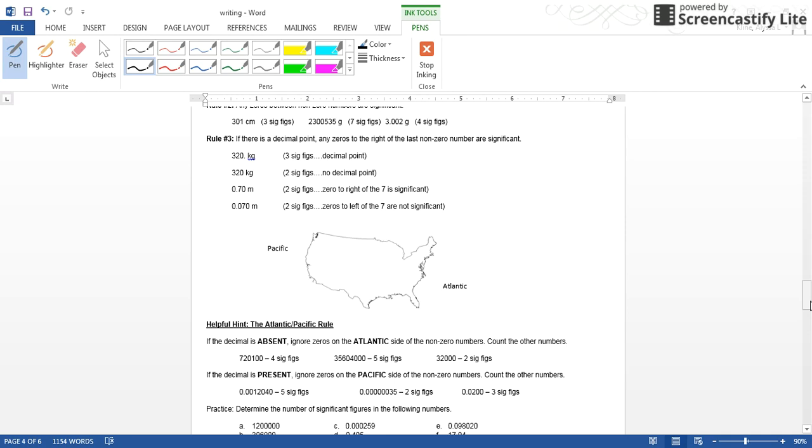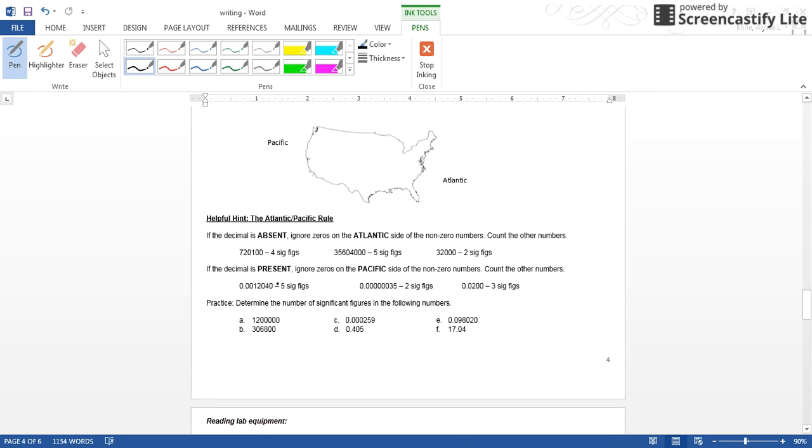Okay? All right, so if we look at this hint here, I think this is going to help make more sense. If the decimal is absent, you're going to ignore zeros on the right side of the non-zero numbers. Okay, so no decimal point, you're going to ignore to the right. If the decimal is present, ignore zeros that are on the left. You're going to count all the other numbers. So for example, if it's absent, ignore the ones on the right. So we would ignore these last 2 zeros to make it 4. We would ignore these last 3 to make it 5, and ignore these last 3 to make it 2. If it's present, we're going to ignore these 3 on the left to make it 5. Ignore all of these to make it 2. And then in this last example, ignore the first 2 to make it 3.